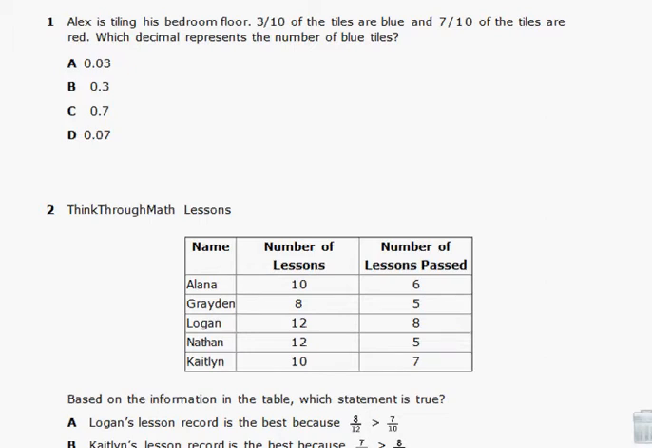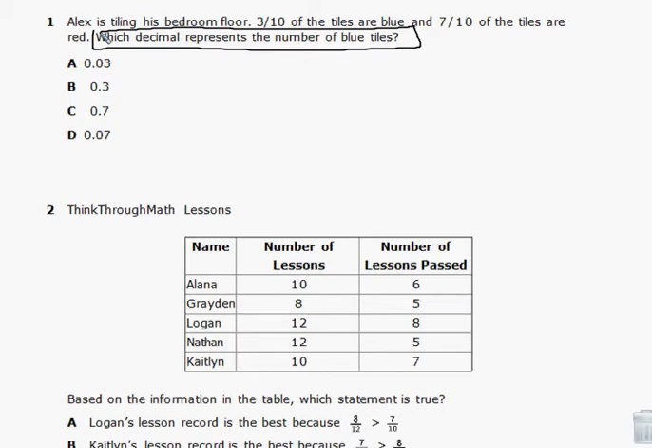Fraction review. First question. Alex is tiling his bedroom floor. 3/10 of the tiles are blue, 7/10 of the tiles are red. Which decimal represents the number of blue tiles? So, we'll go ahead and box in our question. Okay, our question is, what decimal represents the number of blue tiles?